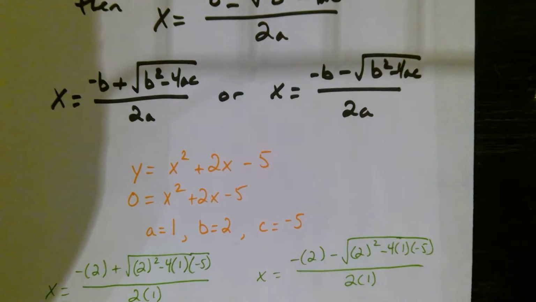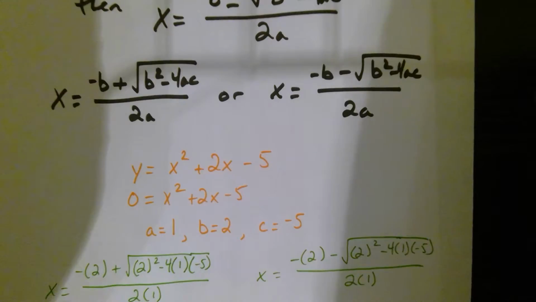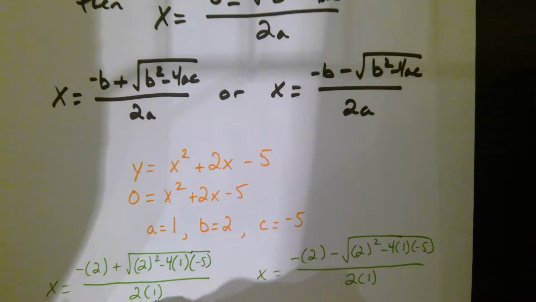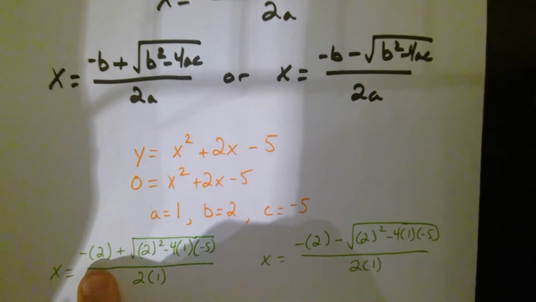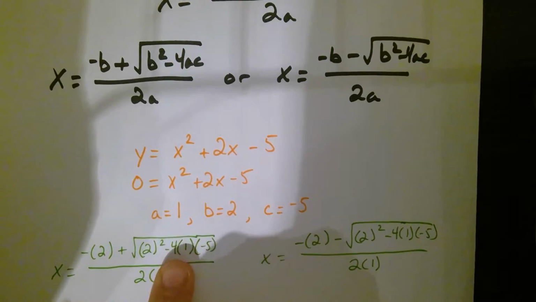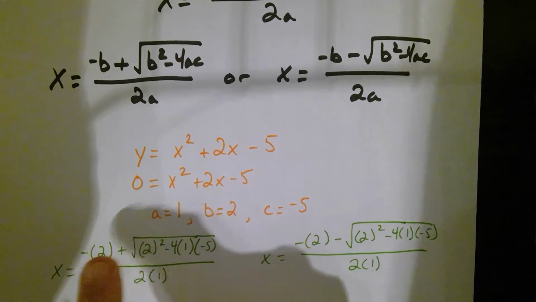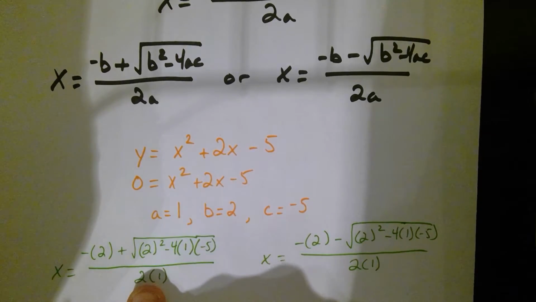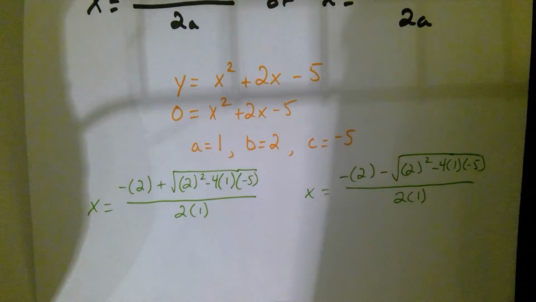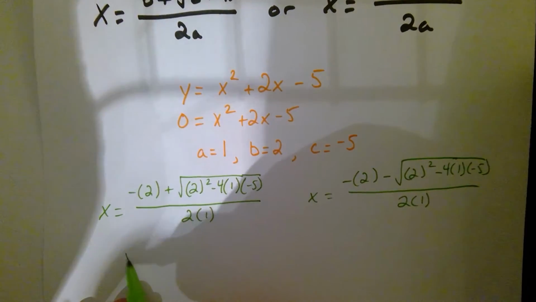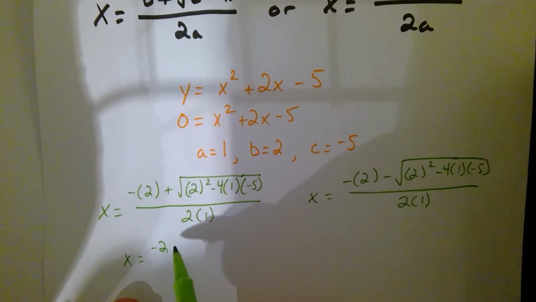Now, when we simplify, we must simplify 3 places: in the denominator, the left of the addition sign, and inside the radical. If you want to go further, that's all well and good, but we must simplify this place, and this place. So let's go ahead and do that. Okay, so x equals negative times 2. That's just going to be negative 2 there.